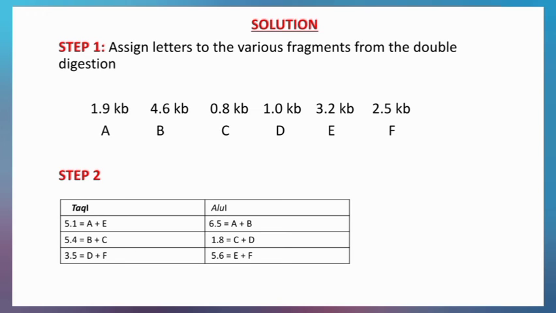You will also repeat this step for the AluI single digestion fragments. So 6.5 will be equal to A plus B, 1.8 will be equal to C plus D, and lastly 5.6 is equal to E plus F.